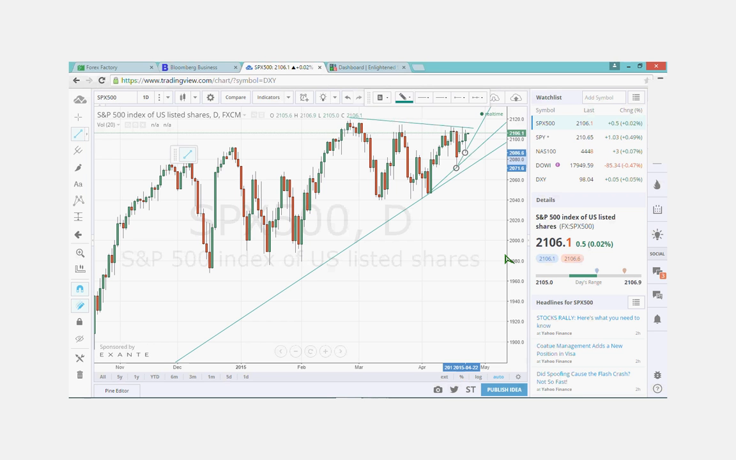And is that last peak lower or higher than the last one? Did it create a lower high or a higher high? Here, this peak here? Yeah, it's lower than this one. 2112.4. Yeah, it's lower. It's a lower high.